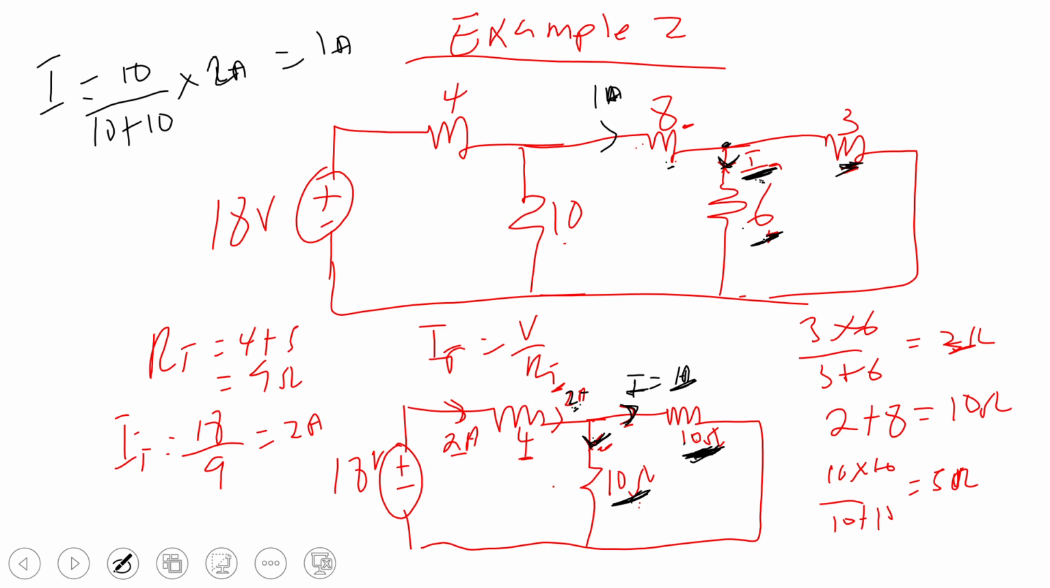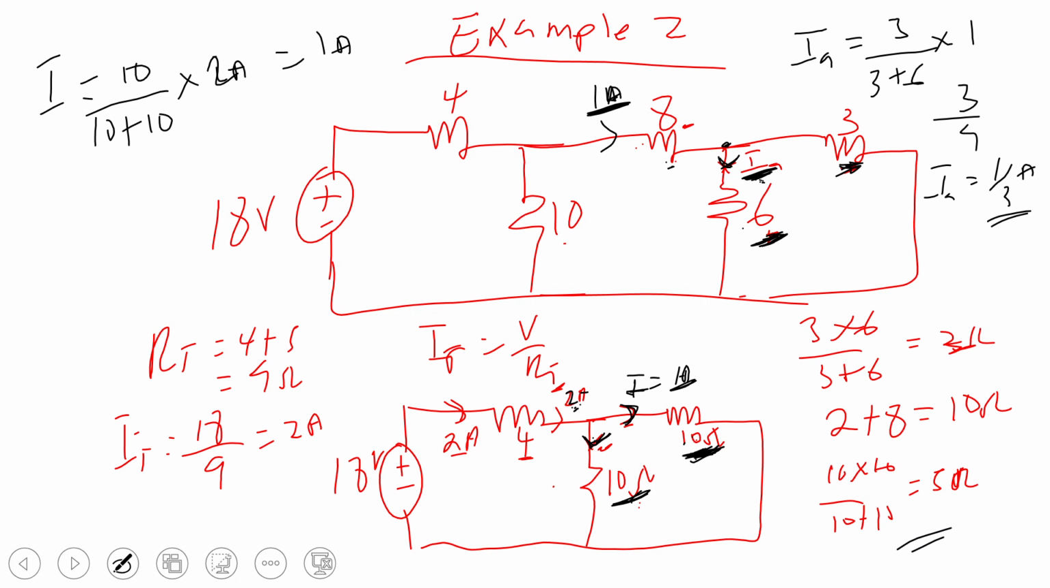And we know that because 3 and 6 are in parallel, and I know the total current, then I can apply the current division rule to get IA. So what will be IA? IA will be the other resistor, which is 3, over the sum of 3 and 6, times the total current. I'm going to get 3 over 9, and IA is going to be 1 over 3. So basically, with a few steps, by finding the total resistance and sharing the current bit by bit, I'm able to find IA without applying Kirchhoff's law.